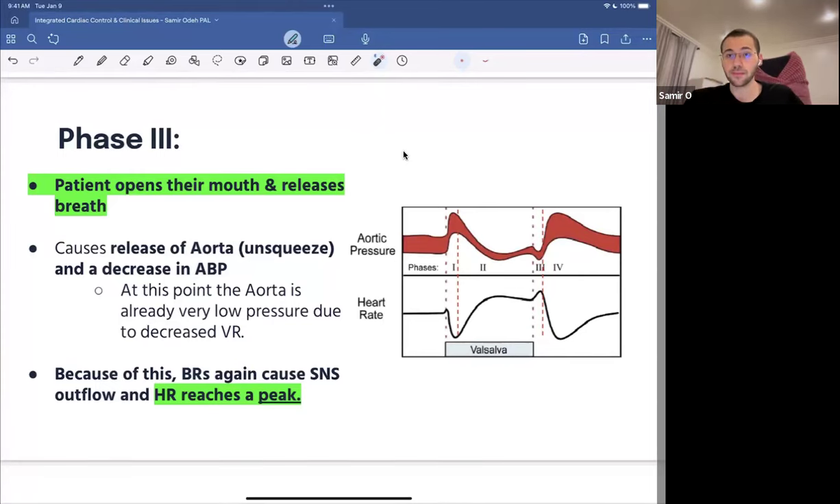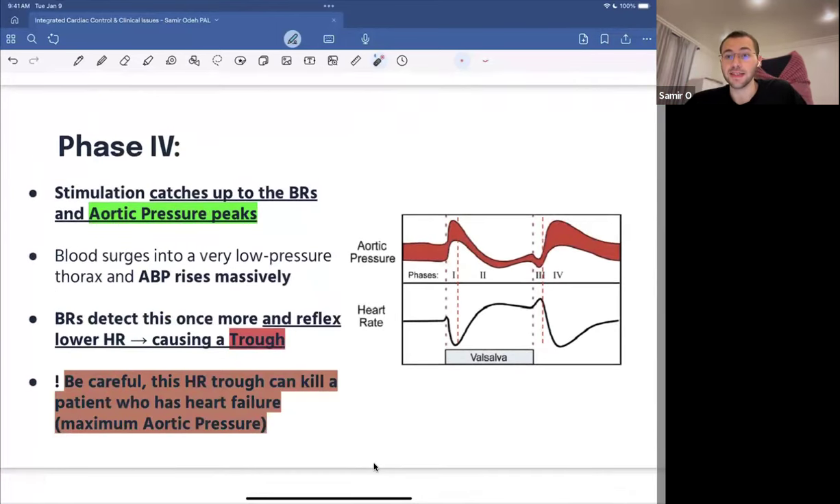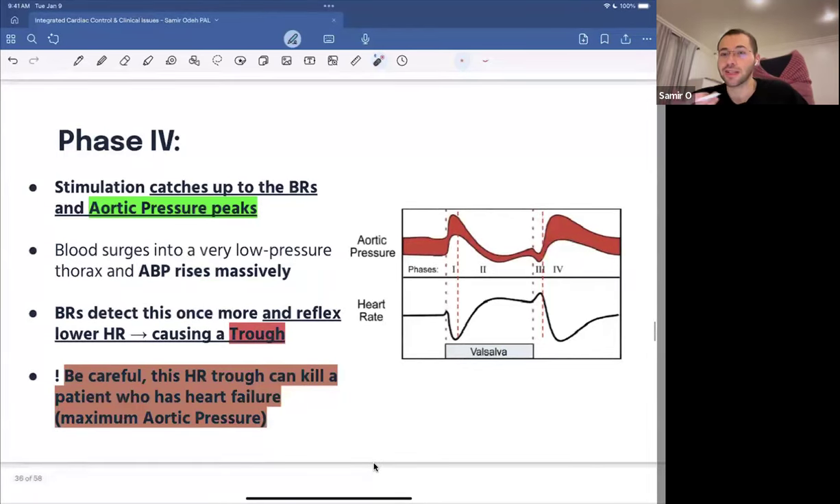And what they're going to do is essentially they're just going to increase heart rate. This is going to cause a peak in the heart rate. It's going to cause the highest heart rate seen in the Valsalva maneuver. It's in phase 3 because the patient just exhaled and the aorta is expanded. So in phase 4, this is essentially like the consequences of your actions if you were the aorta or if you were the person.